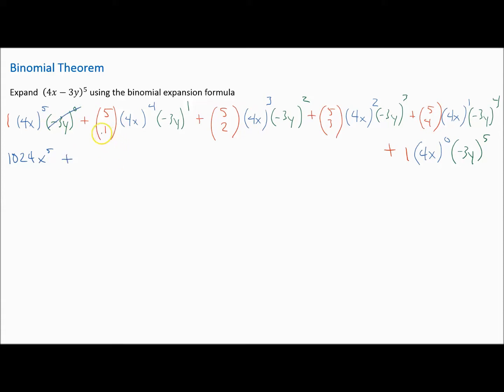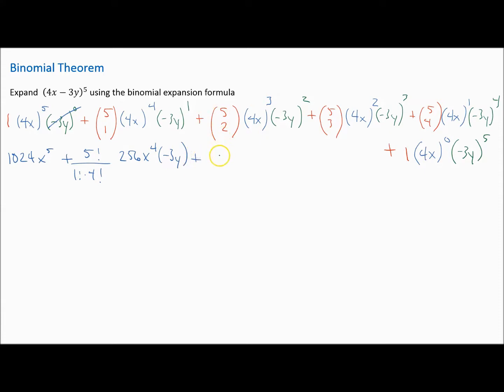Plus, now 5 choose 1, calculation-wise, is 5 factorial over 1 factorial times 4 factorial, which, folks, that's just 5. You do enough of these, you'll figure that out. We'll write that down in a minute, though. Now, 4 to the fourth is 4 times 4, which is 16, times 4, which is 64, times 4 more is 256. I should know that really, but at the moment I couldn't remember. So that's 256 x to the fourth times this negative 3y to the first. I'm just going to put in parentheses, which is negative 3y.